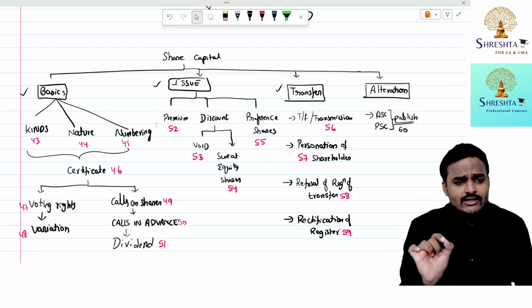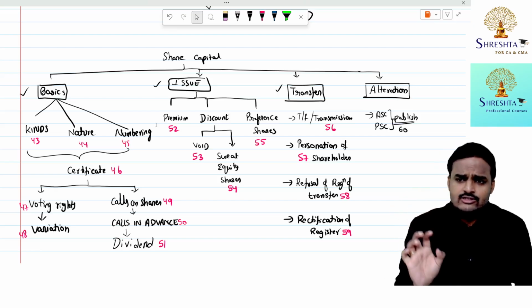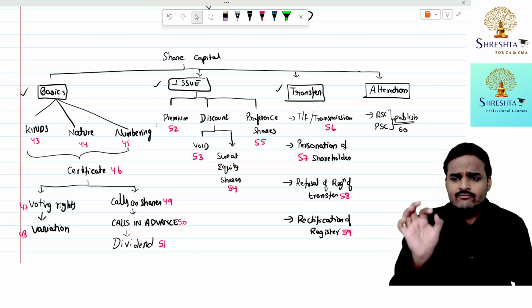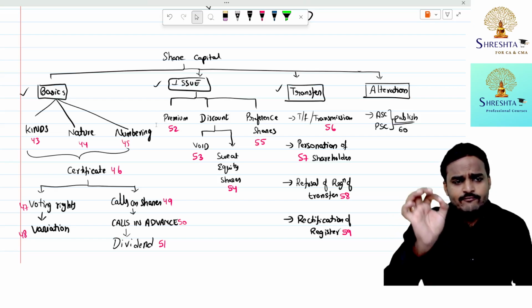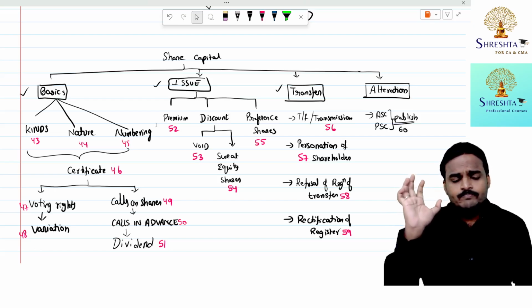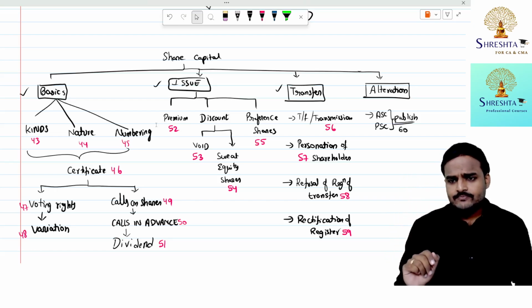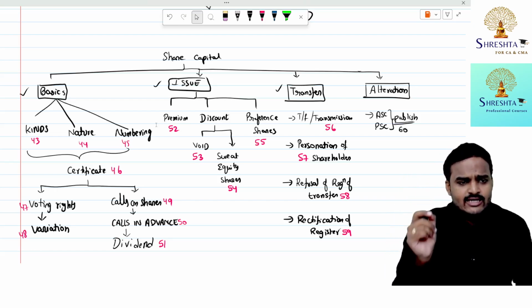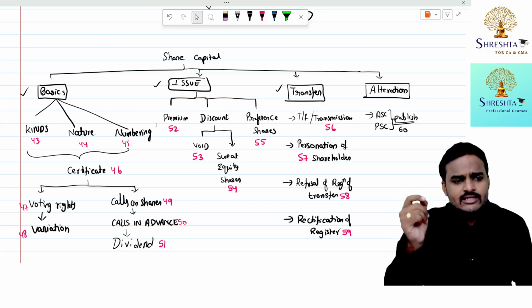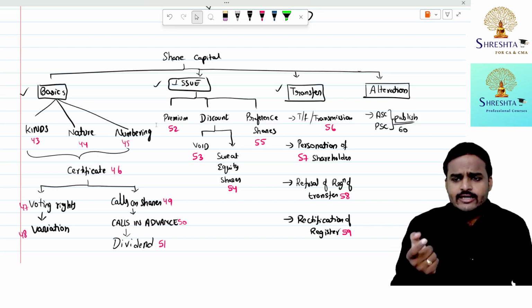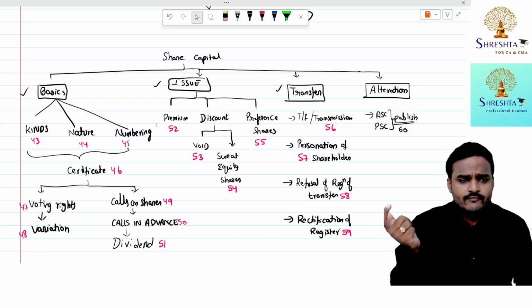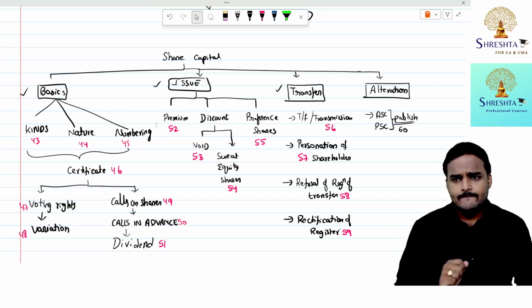If the company has valid grounds, it can refuse registration of transfer. On invalid grounds, the aggrieved party can prefer an appeal to the tribunal, section 58. If the company makes unnecessary delay in updating the registers, or if there is any mistake in the registers, the aggrieved party can appeal to the tribunal, rectification of registers, section 59.